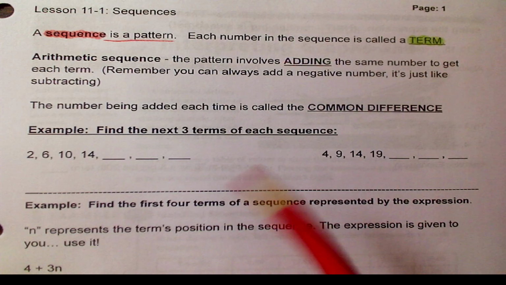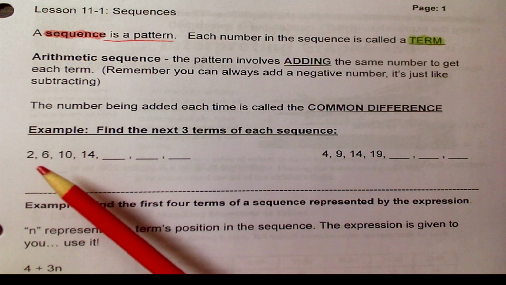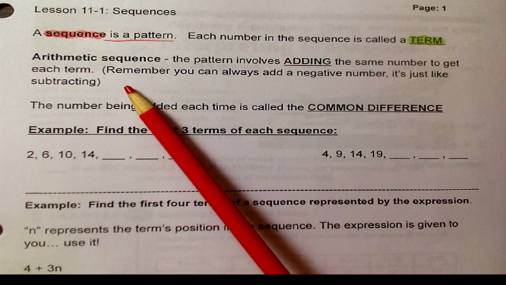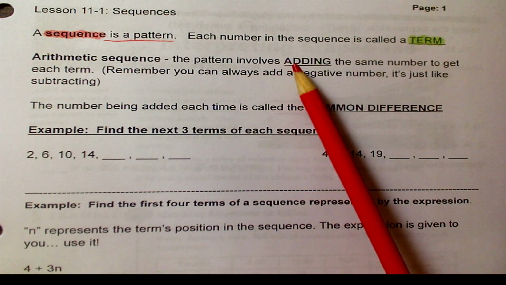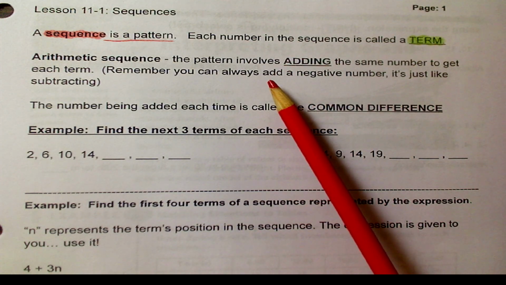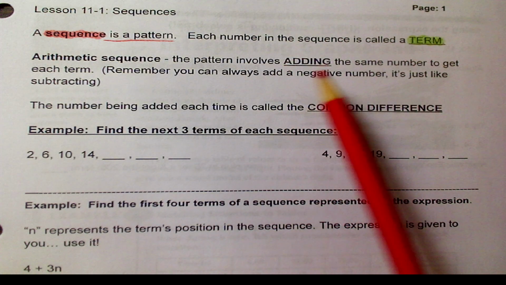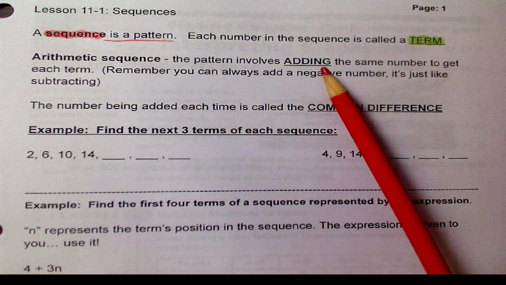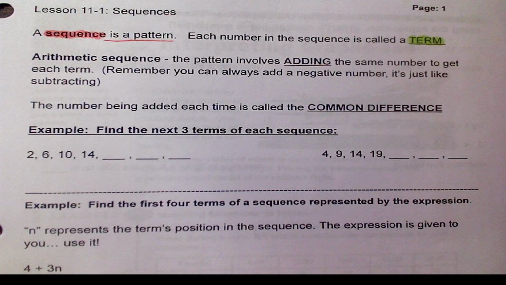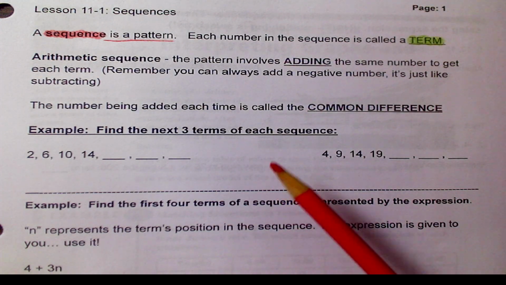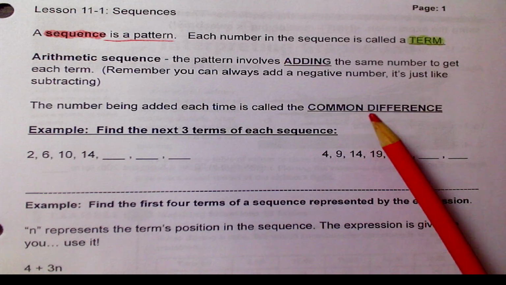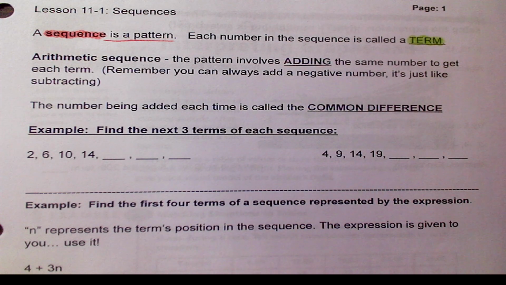Now for the first part of this lesson, we're just going to be dealing with a very special type of sequence. It's called an arithmetic sequence, and basically that involves adding the same number. Now you can always add a negative number, and it's just like subtracting. So really it's like adding or subtracting patterns, okay? And whatever you're adding or subtracting, that is going to be your common difference.